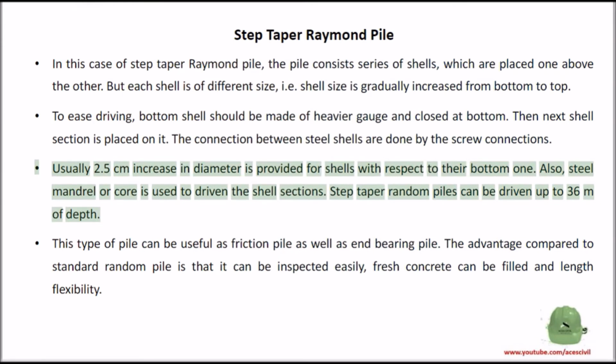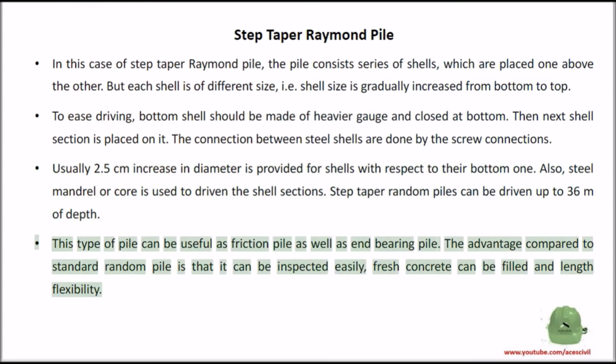Step taper Raymond piles can be driven up to 36 m of depth. This type of pile can be useful as a friction pile as well as an end-bearing pile. The advantage compared to the standard Raymond pile is that it can be inspected easily, fresh concrete can be filled, and it has length flexibility.